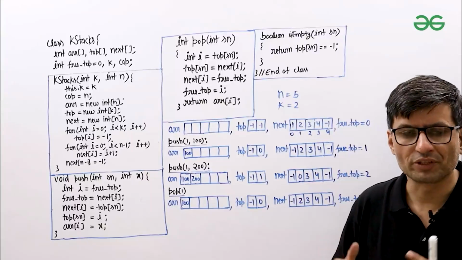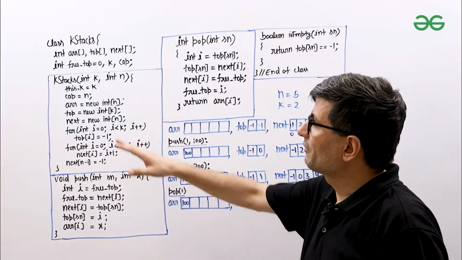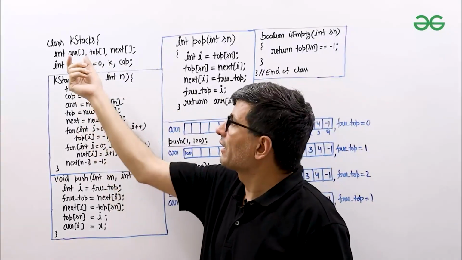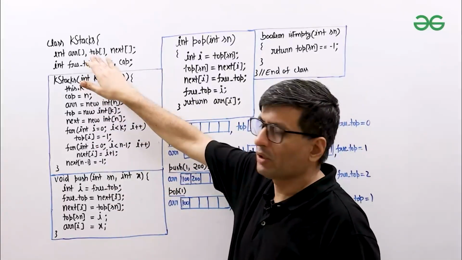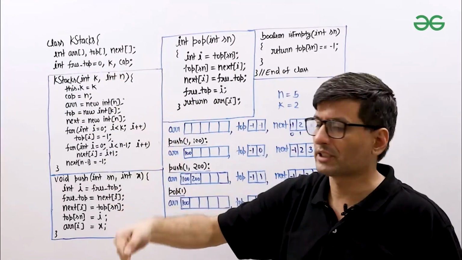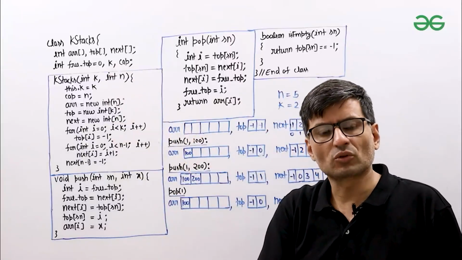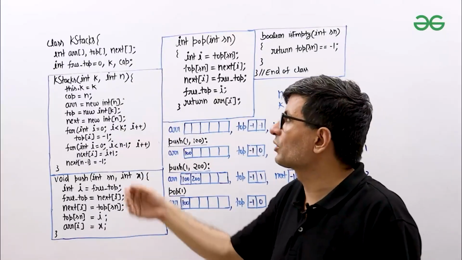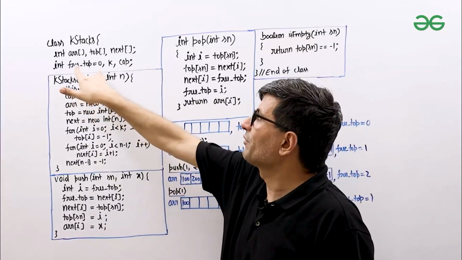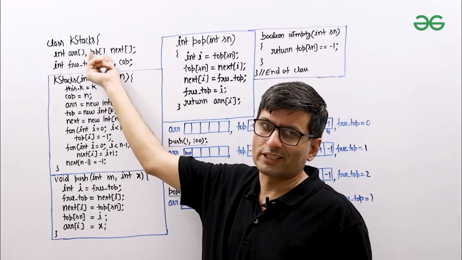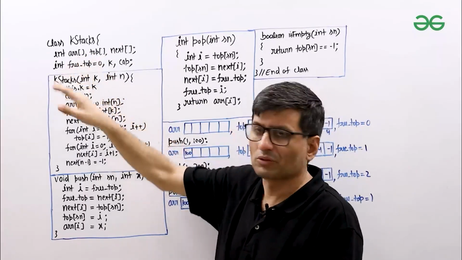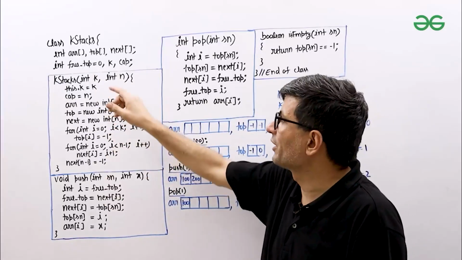Here is the implementation of the idea we talked about. We have a KStacks class where we have our array which is going to store the actual items. Then we have the top array which is going to store the tops of the stacks. Then we have the next array which is going to store the next item in all the stacks and also in the free stack, right? And we are storing free top separately. We could create an array of size k plus 1 as well, but we chose to create a separate variable. You can implement either way.